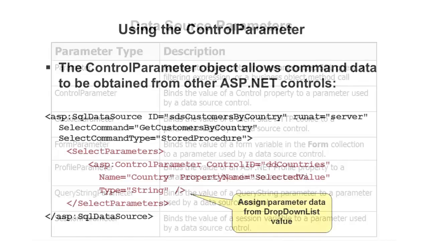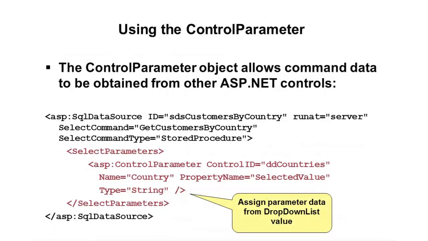So an example of using some of these is shown here. We have a SQL data source control, but you'll notice we're using a control parameter to specify what type of parameter should be passed, in this case, to a stored procedure. So this stored procedure, you can see, is called get customers by country. So it kind of goes without saying, we probably need to pass it a country. So we're going to get the country, in this case, from a control parameter.